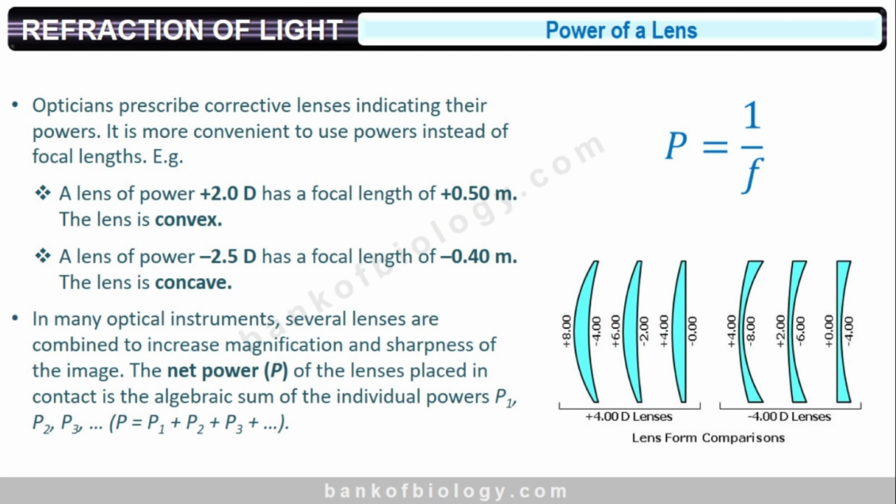In many optical instruments, several lenses are combined to increase magnification and sharpness of the image. The net power P of lenses placed in contact is the algebraic sum of the individual powers P1, P2, P3. P equals P1 plus P2 plus P3, and so on.